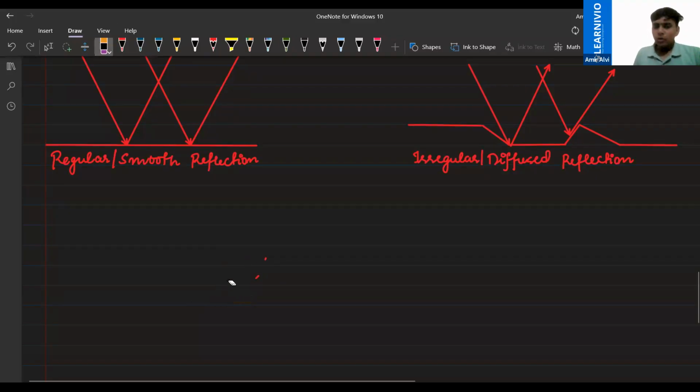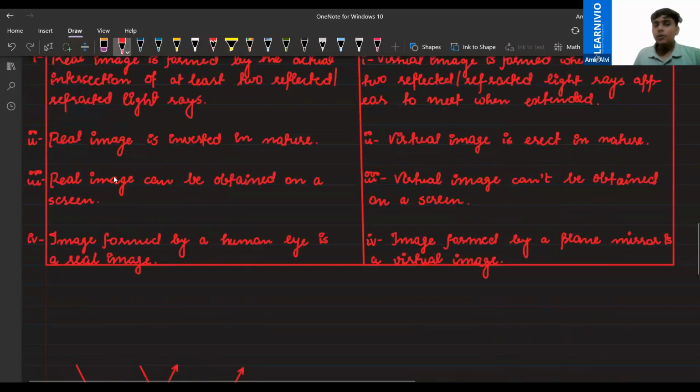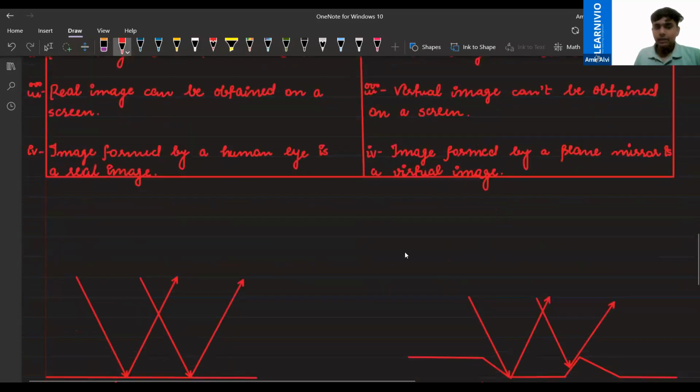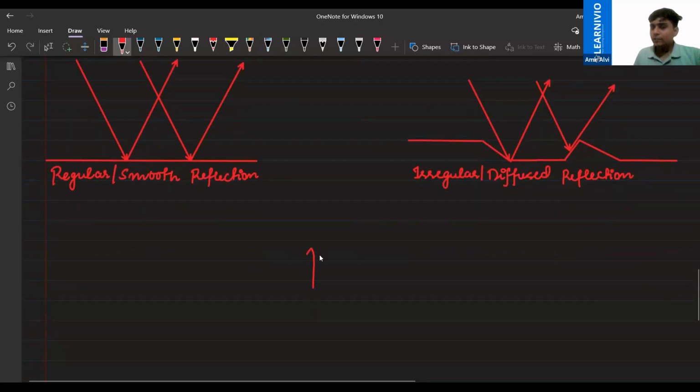Next property is that a real image is inverted in nature. That means suppose your object is like this, the image formed of the object, the real image, would be like this. Its body is upright basically, head would be upwards, and the image would be downwards. Clear? Clear, sir. That's great.